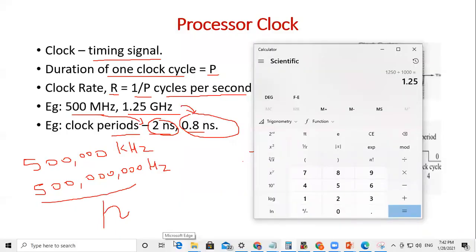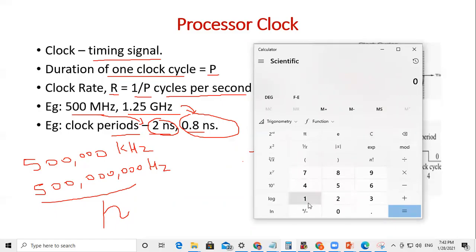Are you getting it? So one clock cycle takes 2 nanoseconds. So in 1 second, how many clock cycles are happening, or how many 2 nanoseconds are there? Because each clock cycle is for 2 nanoseconds. For that, first we should convert 1 second to nanoseconds. How will you convert 1 second to nanoseconds?